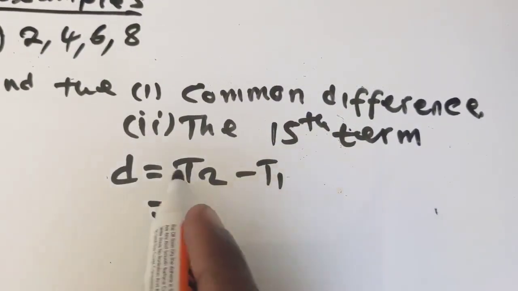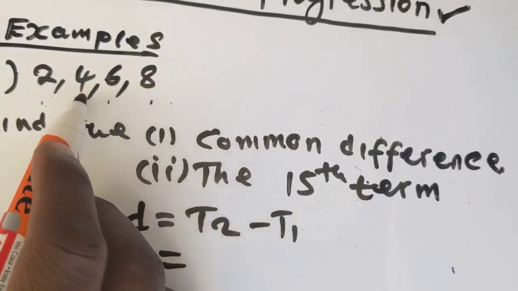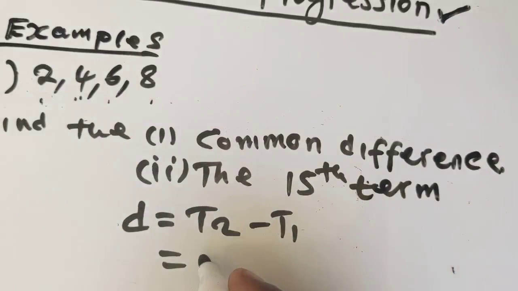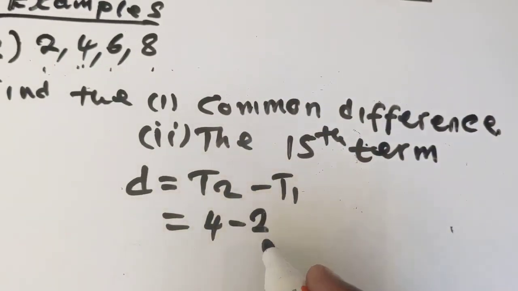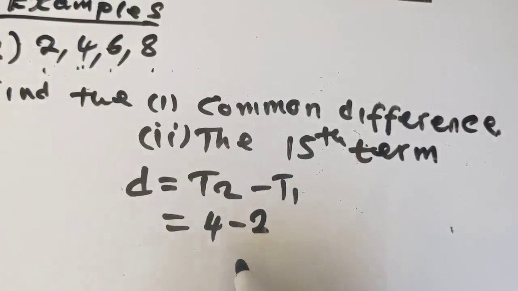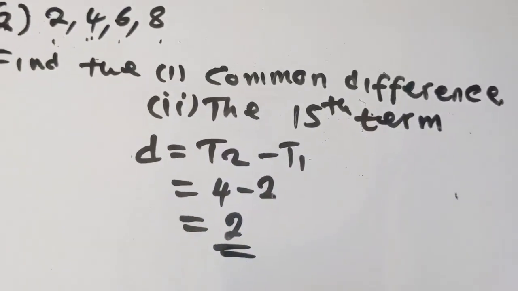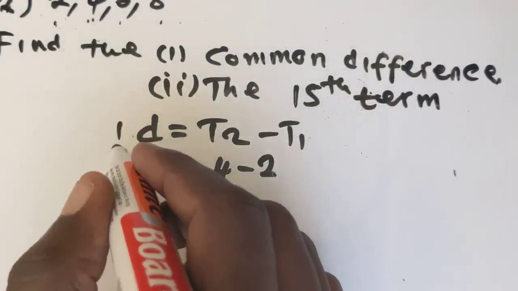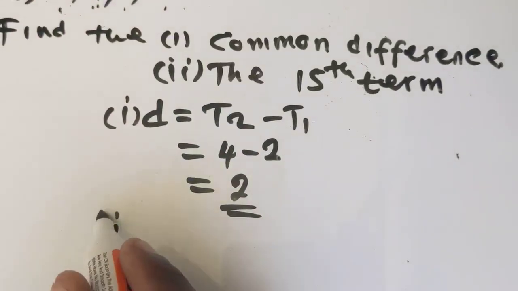So this is the first term, second, third, fourth. Term 2 minus term 1, so that is 4 minus 2. What is 4 minus 2? You're going to have 2. So that is the common difference. Then you are done with question 1.